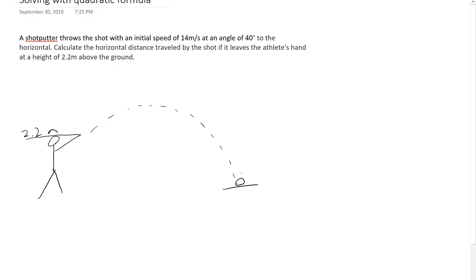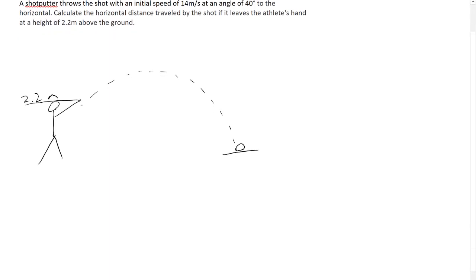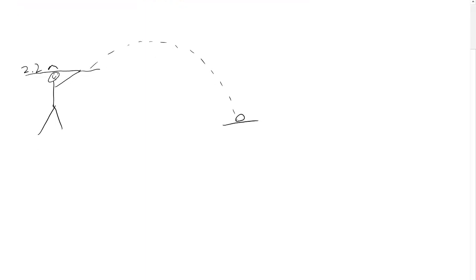So, yeah, if you watched my video from yesterday, you'll recognize that in this question, the object lands at a different height from when it is launched. And because of this, we have to use the quadratic formula to solve it.